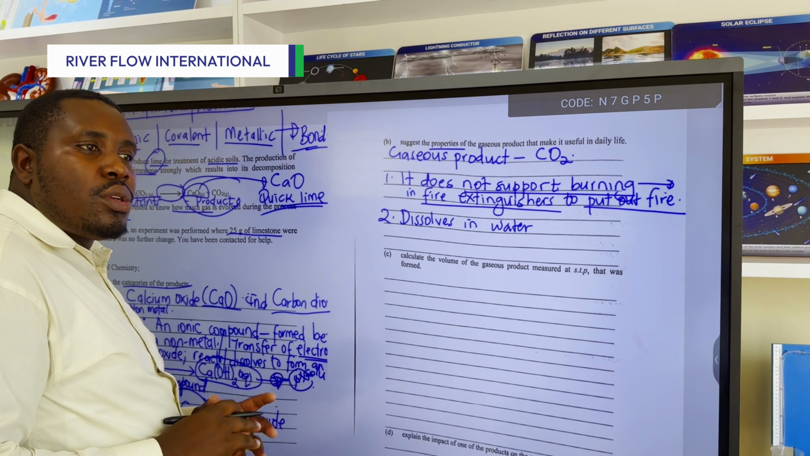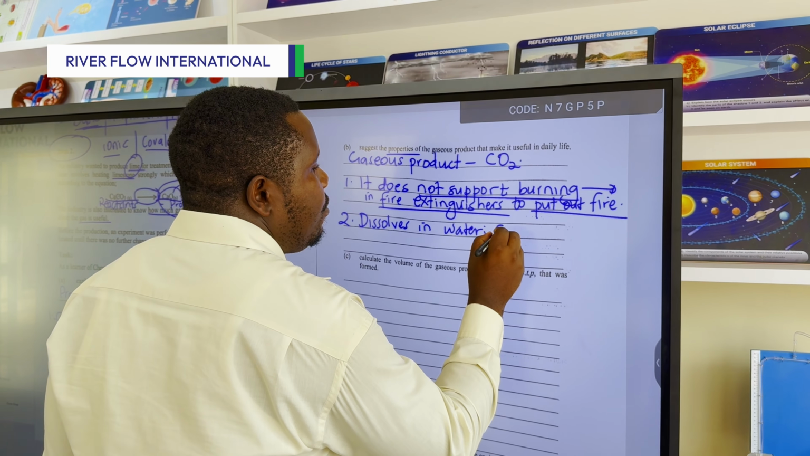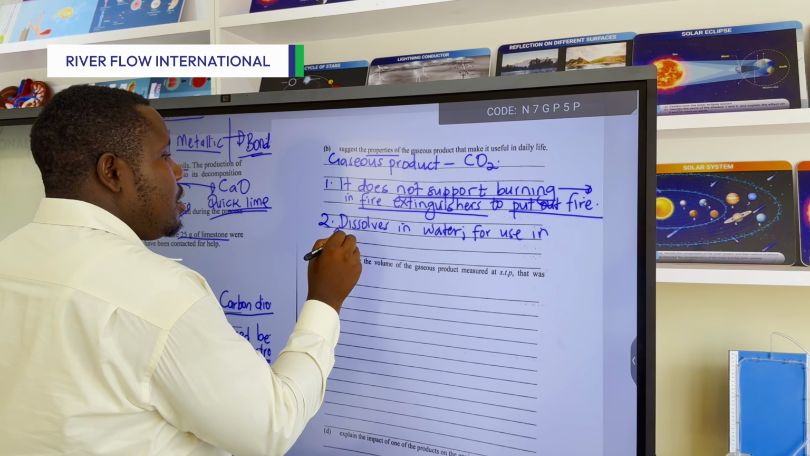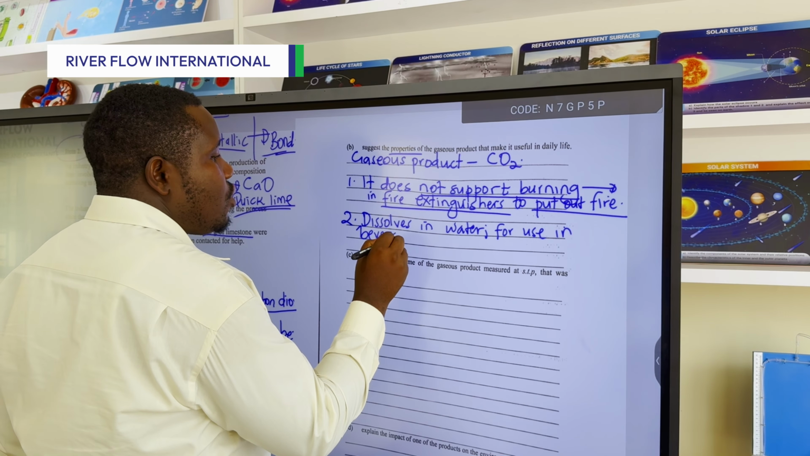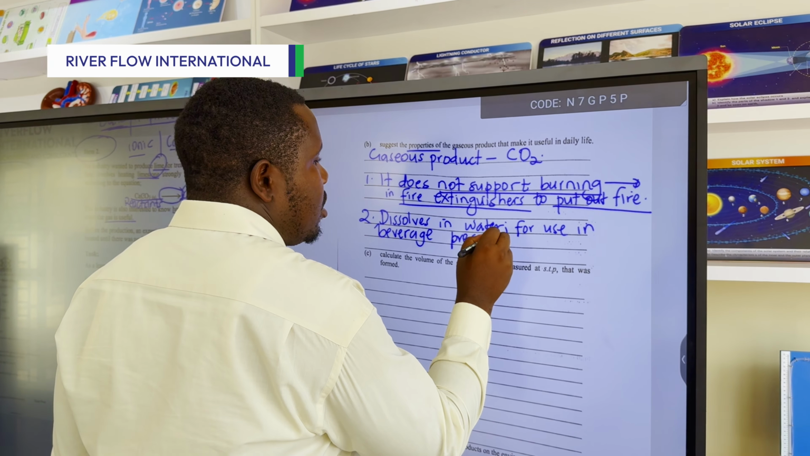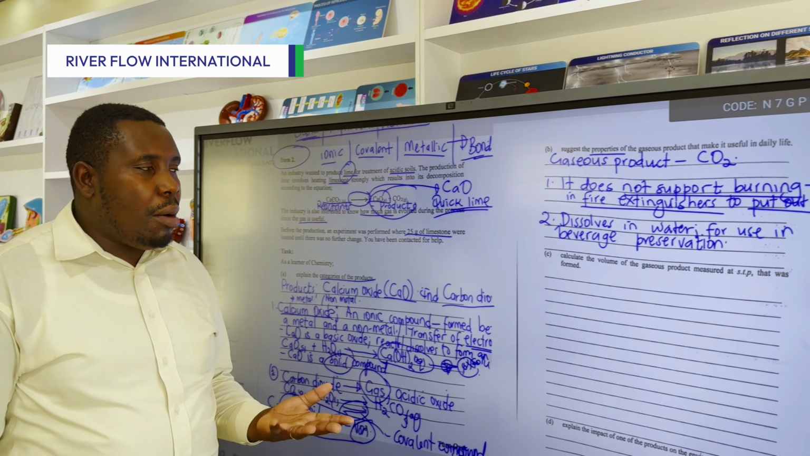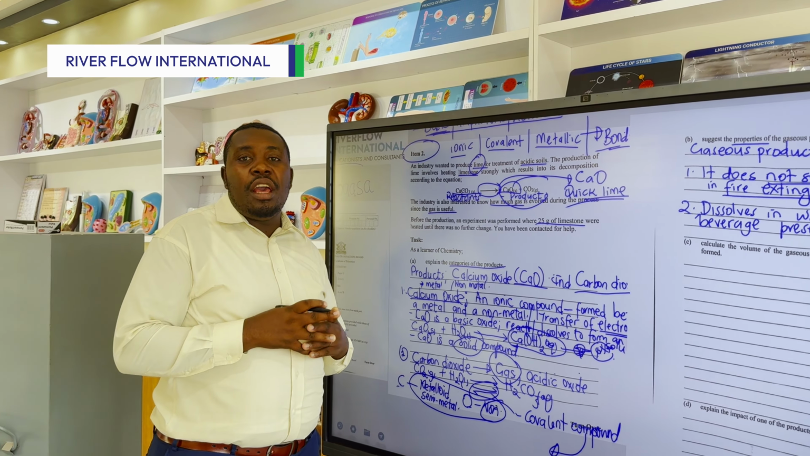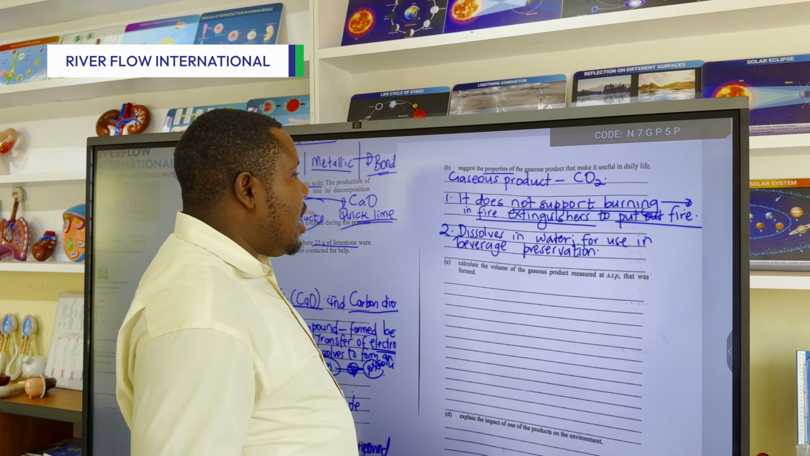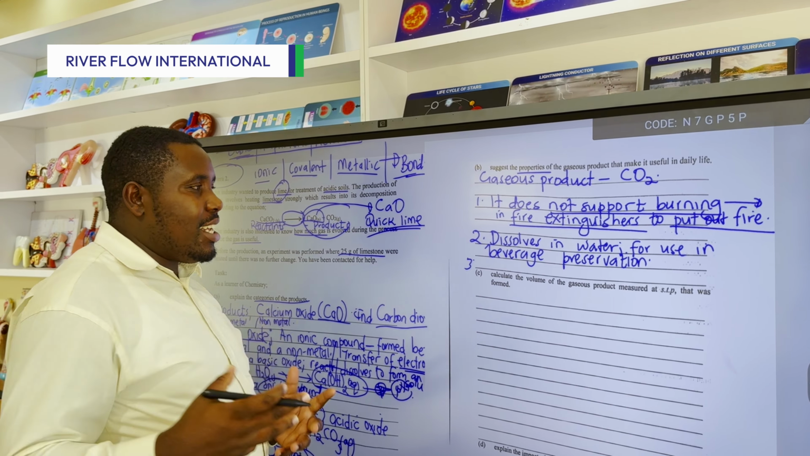That is one. When it dissolves in water, what does it mean? It means it makes it easy for use in beverage preservation. I know most of you have ever opened a bottle of soda, a bottle of any carbonic drink. Now, that's what happened. Then we also have a unique one, for example, number 3, which I'm actually going to end with, and you are going to add others in the comment section.